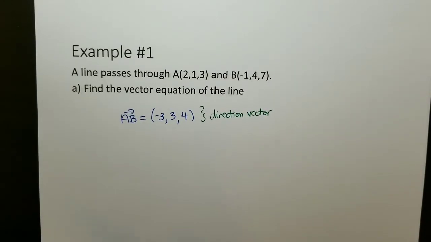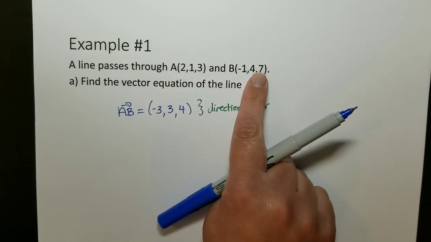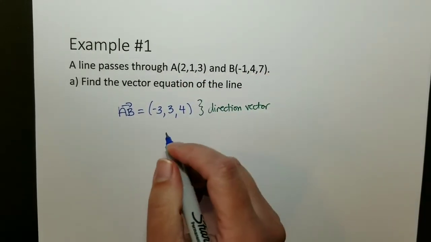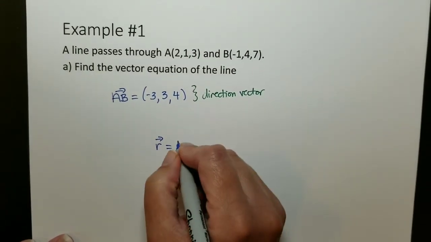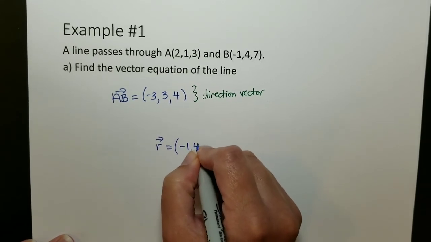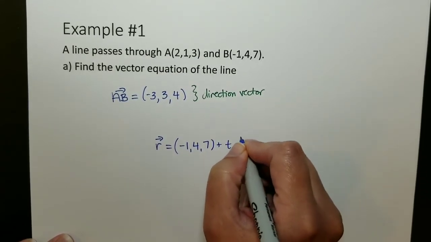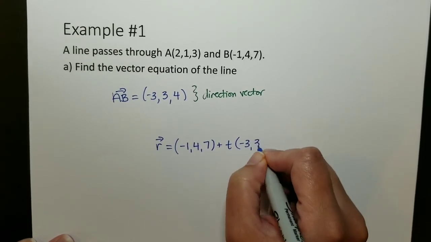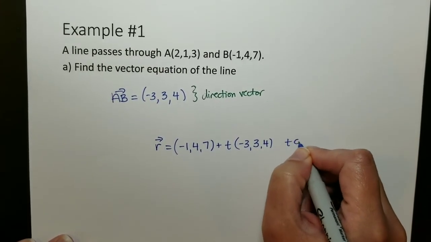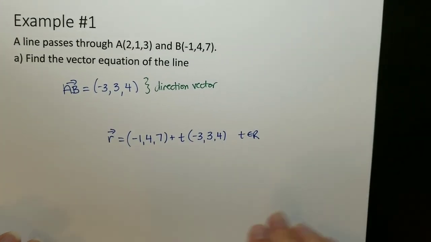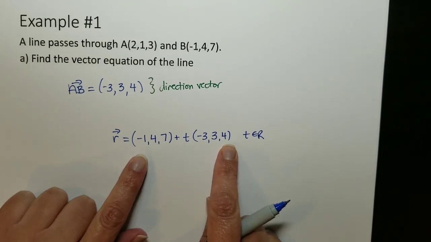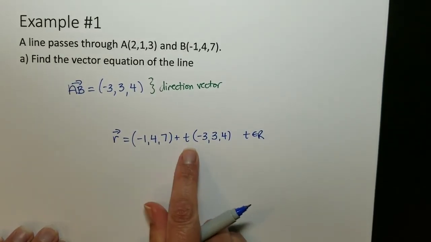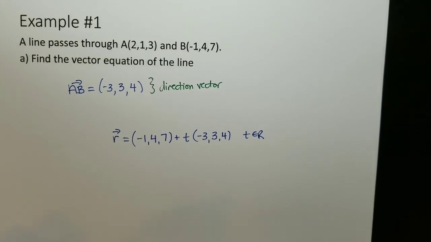And then I'm going to use either one of A and B as my position. I might just use B because I believe in the previous note I used point A. So this could be (-1, 4, 7) plus t times (-3, 3, 4), and t is any real number. So this is a point on the line, and this is the direction vector going along the line. So you can get to anywhere on the line and add a scalar multiple of the direction vector of that line. And that is always the vector equation.